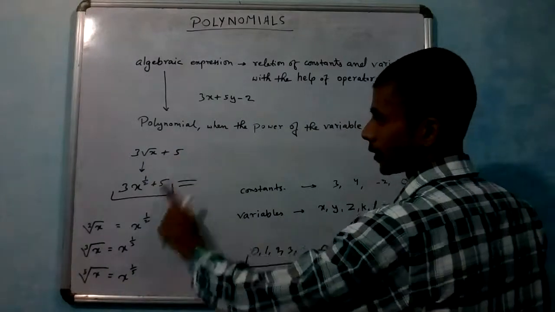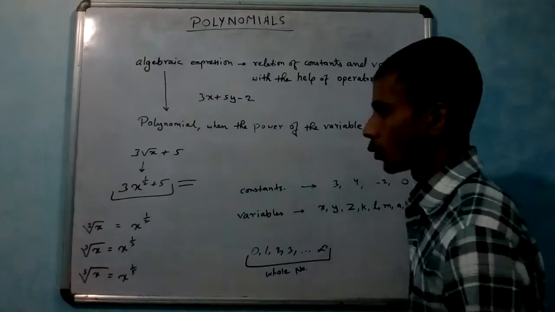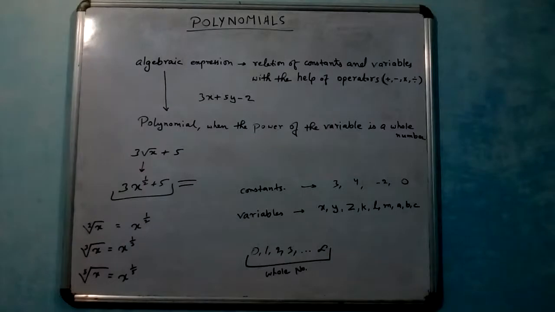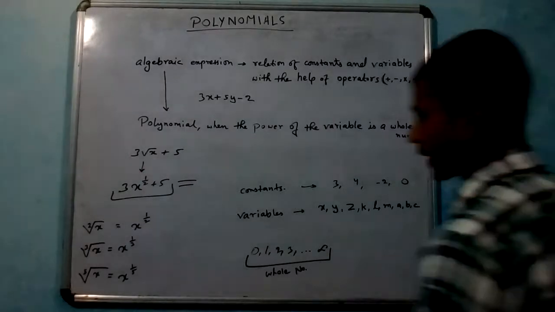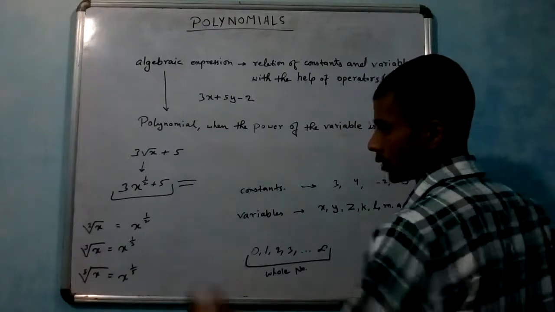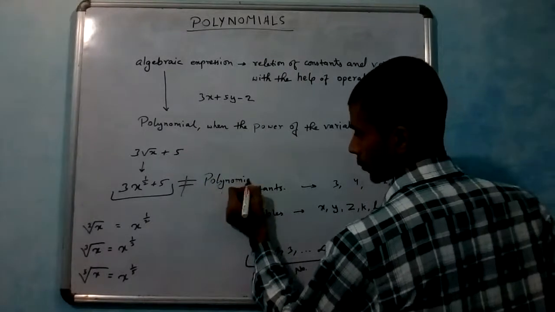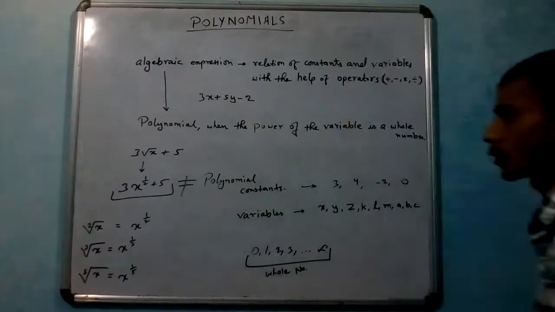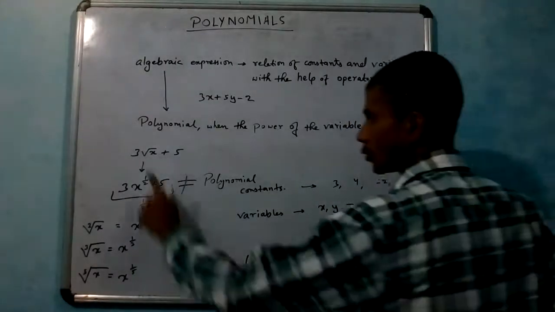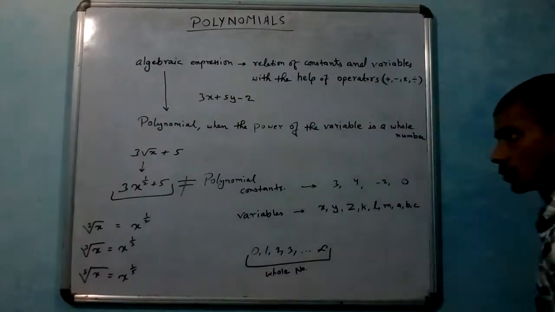So 3 root x plus 5 is 3x raised to the power 1 by 2 plus 5. So what is this x power? It is a fraction. It's not a whole number. So can we call it a polynomial? It's not a polynomial. So is it a polynomial or not? No, it's not a polynomial. It's just an algebraic expression. 3 root x plus 5 is not a polynomial. Clear?